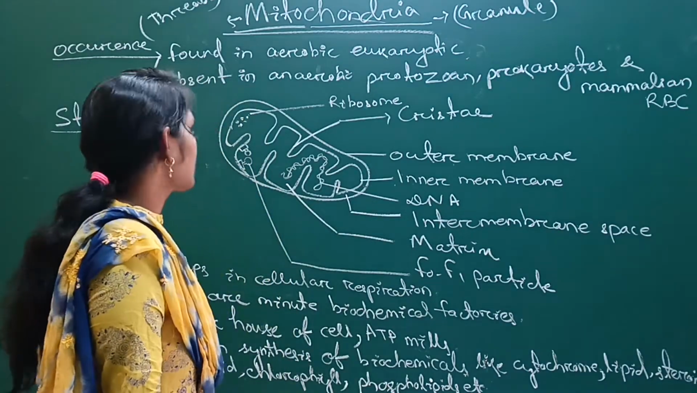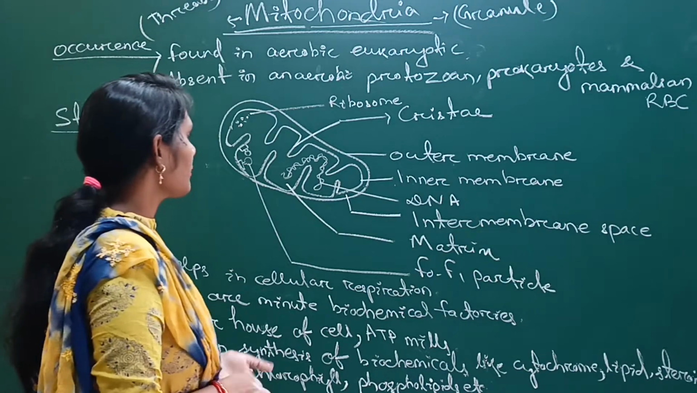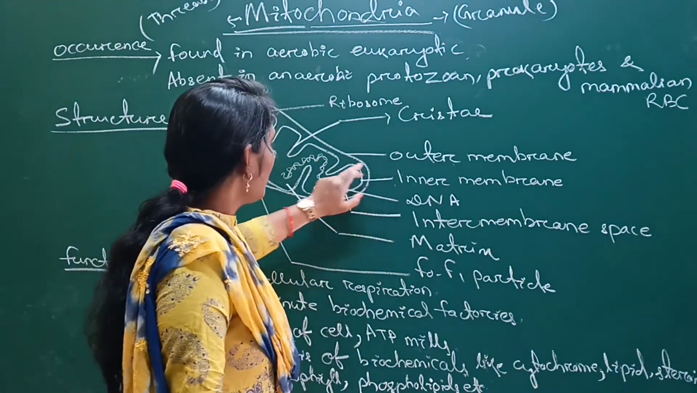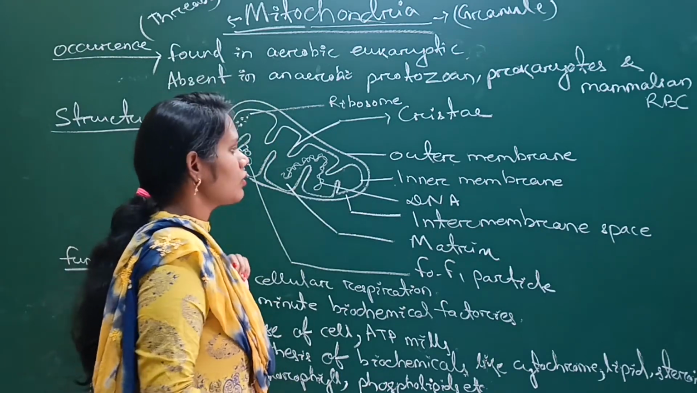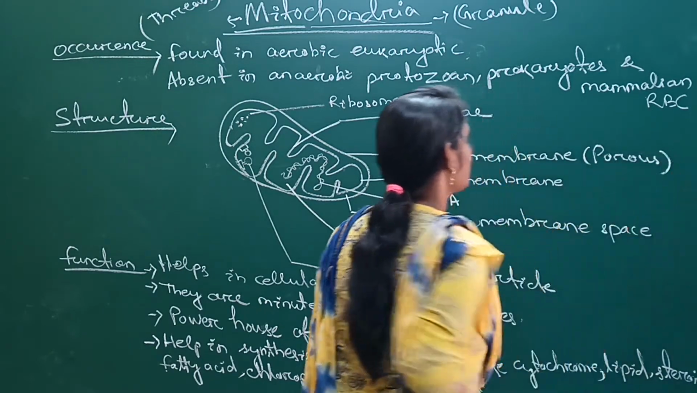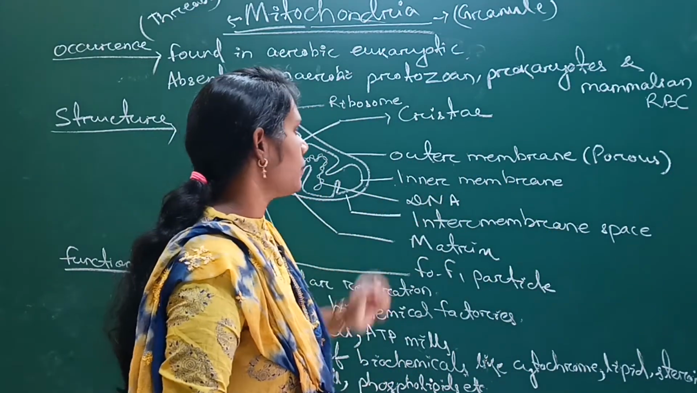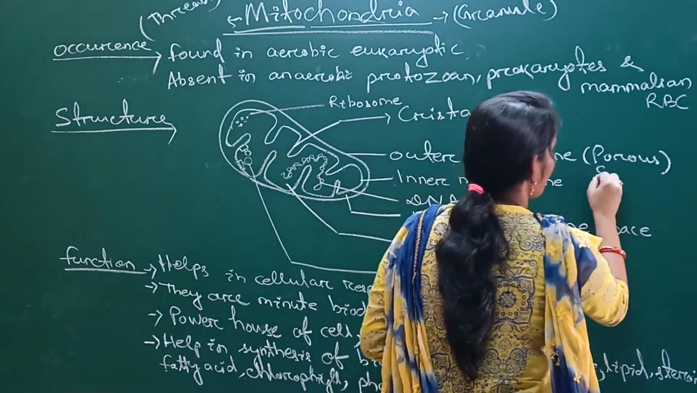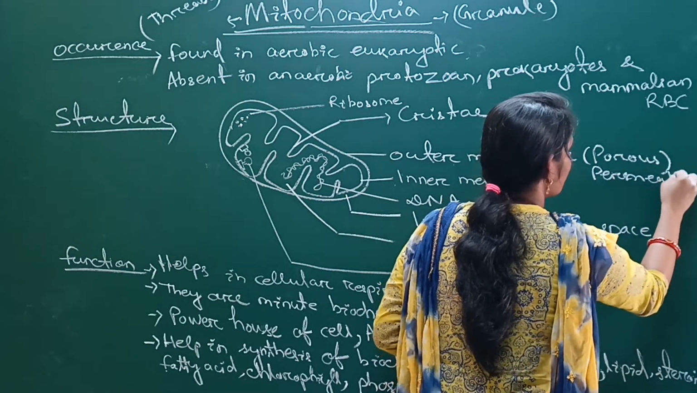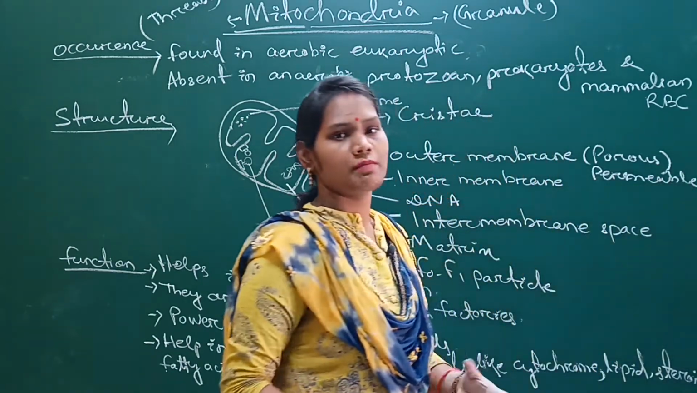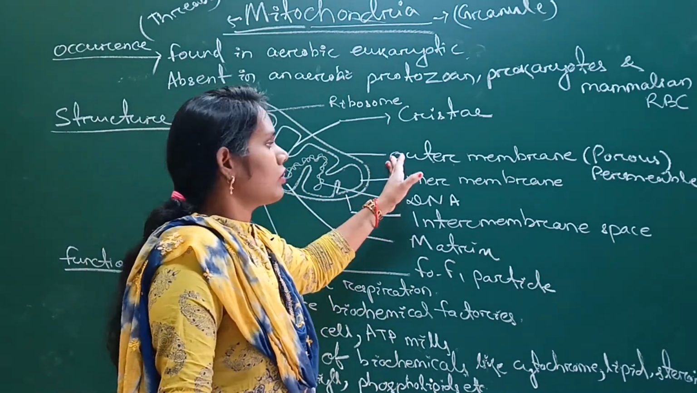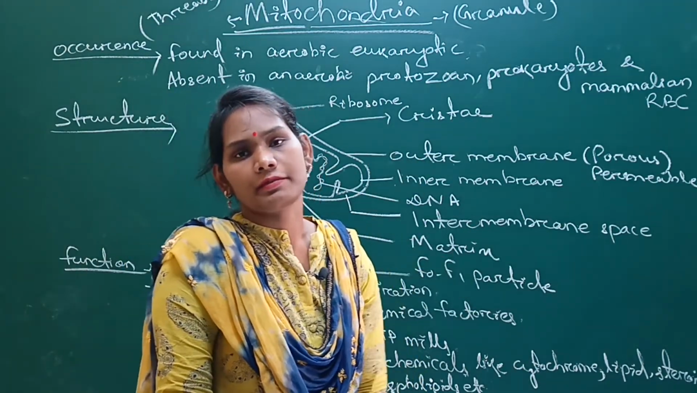So let's discuss the structure of mitochondria. Mitochondria is covered by a double membrane, one is the outer membrane and the other is the inner membrane. The outer membrane is porous, having pores, and due to the presence of these pores, the outer membrane of mitochondria is permeable to all types of substances.